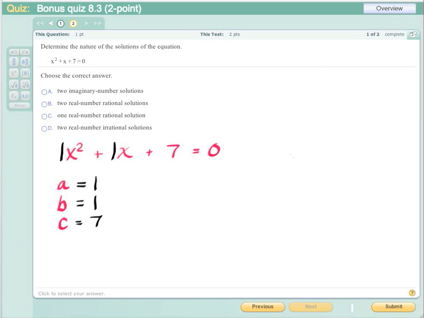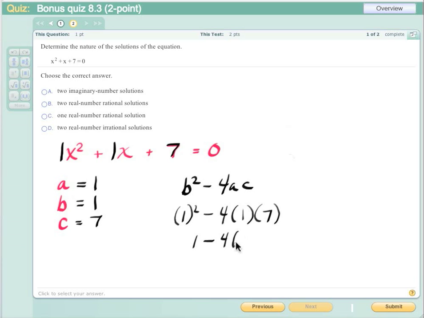Here is the quadratic equation they've given us. I've written the coefficients in black, like so. Our a is equal to 1, our b is equal to 1, and our c is equal to 7. The discriminant is going to be b squared minus 4ac. And so b is equal to 1, squared, minus 4 times a times c. A is equal to 1, and c is equal to 7. So we evaluate the discriminant, and we get 1 minus 4 times 7, or 1 minus 28, or negative 27.